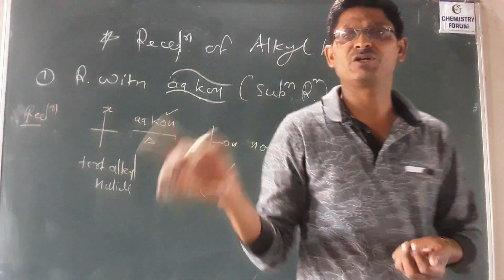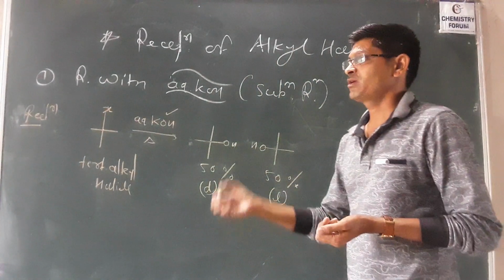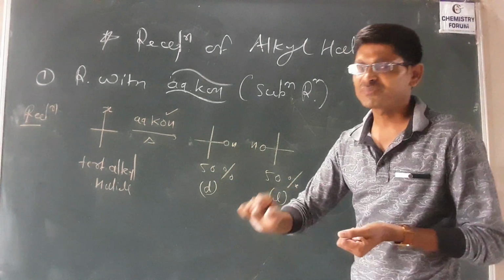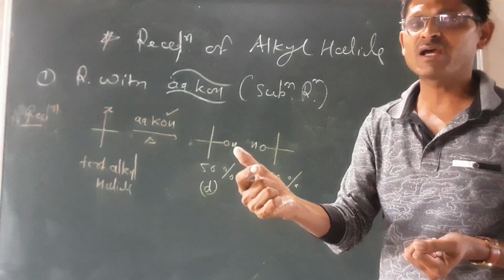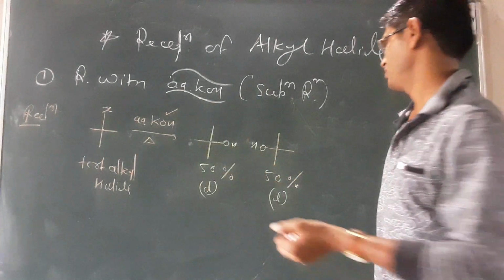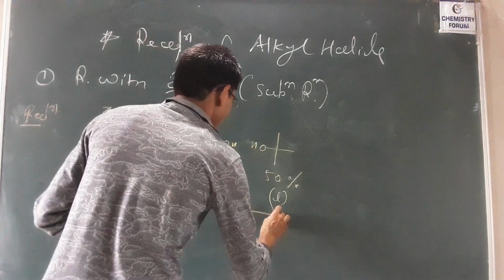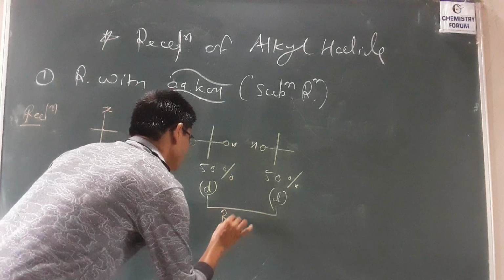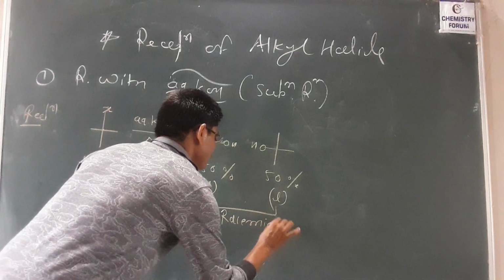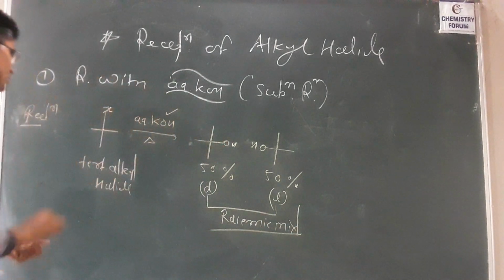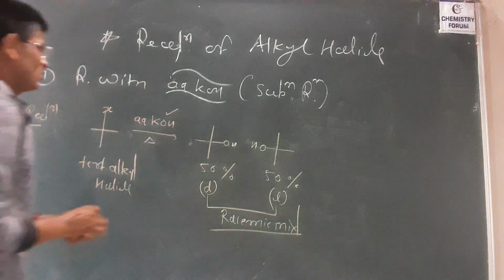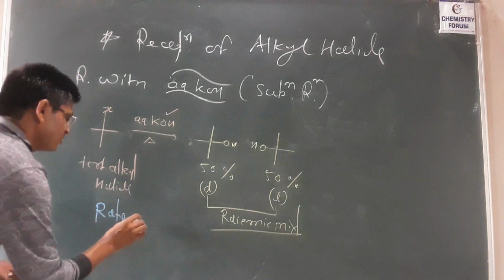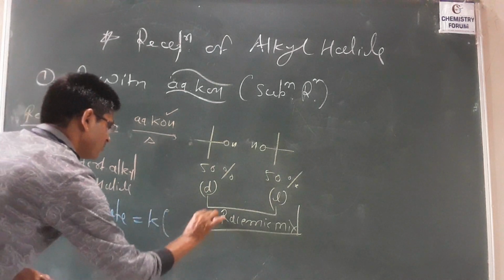Relative configuration. Stereoisomerism has two parts: geometrical and optical. In optical, we again have two parts: absolute configuration and relative configuration. So here 50% dextro and 50% levo product are formed. It is nothing but a racemic mixture.